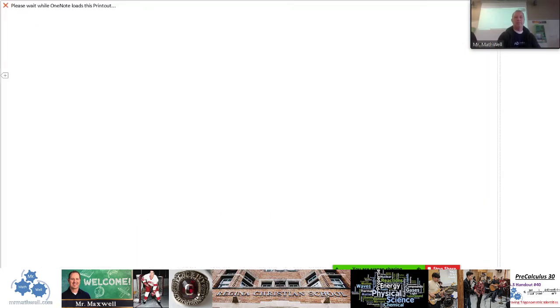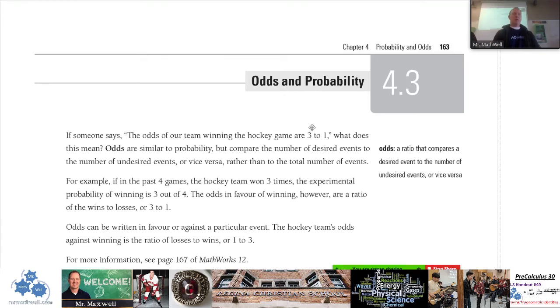So, all right, odds and probabilities. So that's probability. Let's talk about odds now. And again, they're very different. You don't hear about odds as much as you hear about probability, but odds is the ratio that compares a desired event to the number of undesired events. So now, listen very carefully. The probability from before of rolling a 2 when I roll a standard die is 1 out of 6, because there's 1 favorable and there's 6 total.